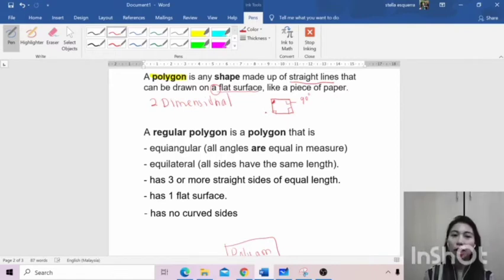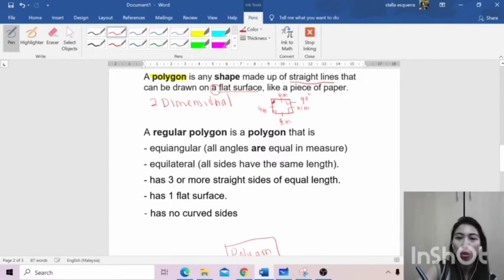That is equiangular. The second criterion is equilateral, which means all the sides have the same length. Meaning the length must be the same. For example, if this length is 4 cm, this length must be the same too. Then only it becomes regular. All sides, all straight lines, have the same length.